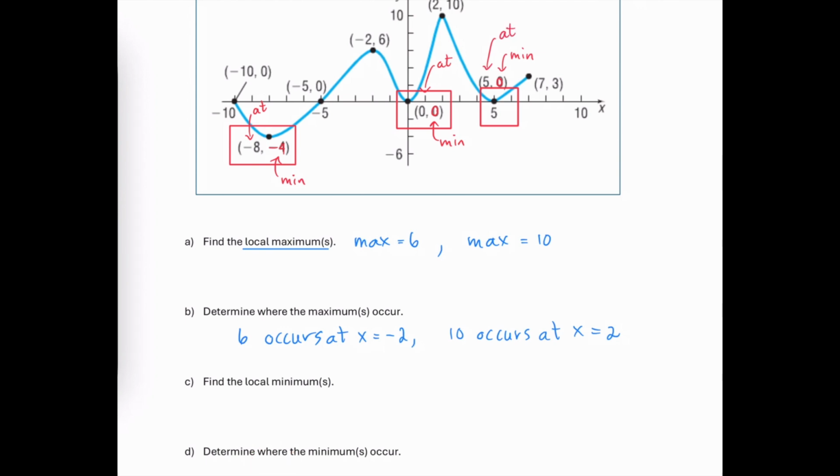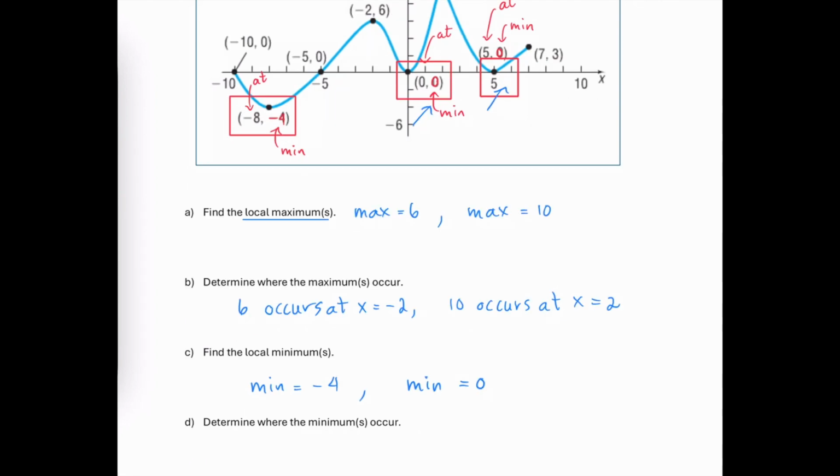So let's formalize that down here and say that we have 3 minimum points. However, we only have 2 minimum values. -4 is one of the minimum y values, and the other minimum y value occurs 2 times. The y value 0 is the minimum both here and here. And so we'll say now where do those minimums occur? -4, the minimum, occurs at the x value -8, and the other minimum of 0, that occurs at 2 different x values. So we'll say 0 occurs at x is equal to 0 and x is equal to 5.